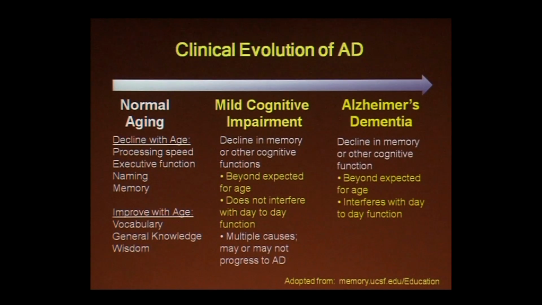And that is really the medical definition of dementia, a decline in memory or other cognitive functions that is beyond what is expected for age and interferes with normal function. So you can see how these are three sort of arbitrary clinical categories that really represent a continuum, and that there's a lot of gray area, say, between normal aging and the early stages of mild cognitive impairment, or between the late stages of mild cognitive impairment and the early stages of dementia.